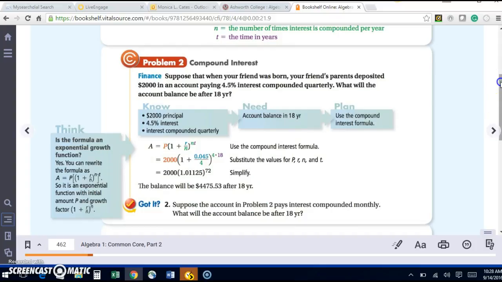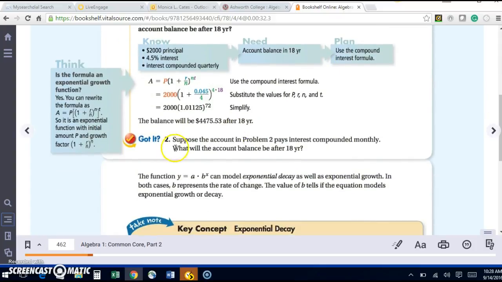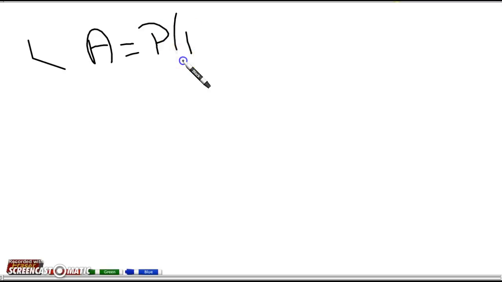It's working for you. All right, so it says, suppose the account in problem 2 pays interest compounded monthly. What will the account balance be after 18 years? So let's check it out. Okay, so we'll use the same formula. A equals principal times 1 plus rate over N, to the NT.